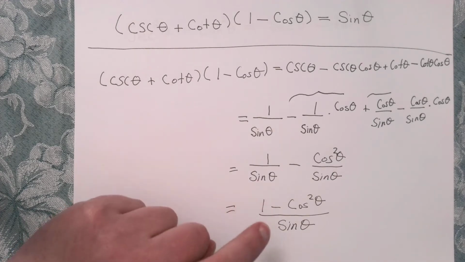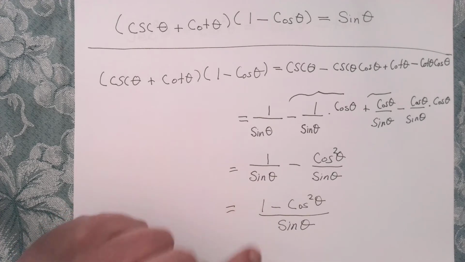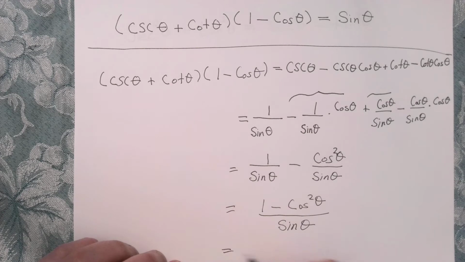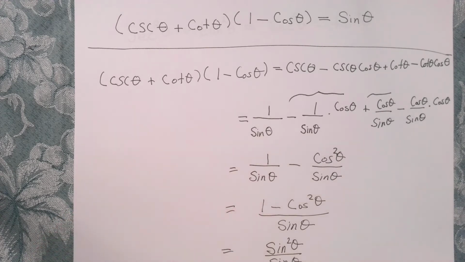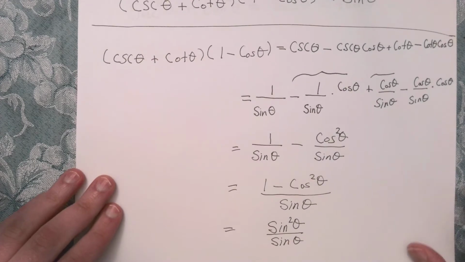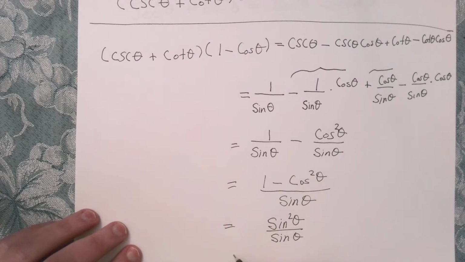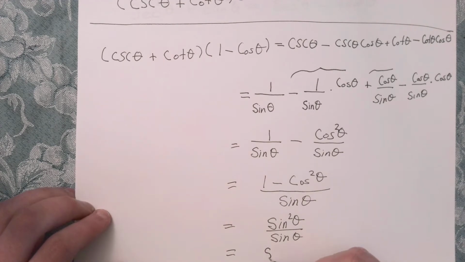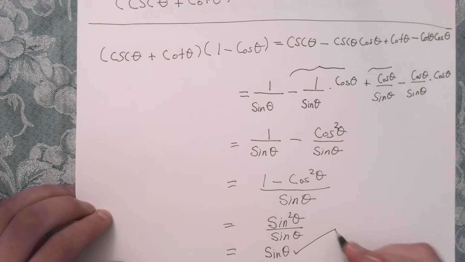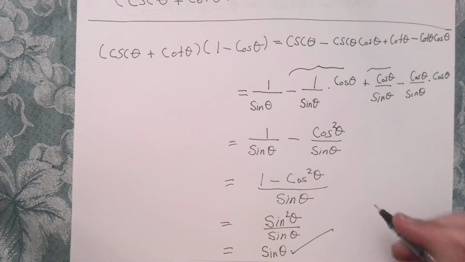Because here you have a classic Pythagorean identity, right? 1 minus cosine squared of theta. That's exactly sine squared of theta. Okay, so that Pythagorean identity coming to the rescue once more. And so at this point, we can cancel a factor of sine from the numerator and the denominator, and we're left with exactly sine of theta. So that's nice.